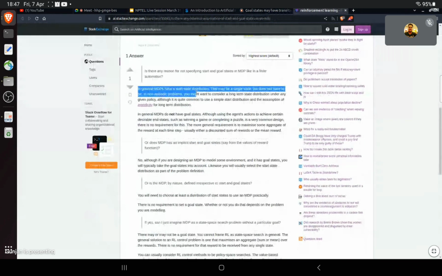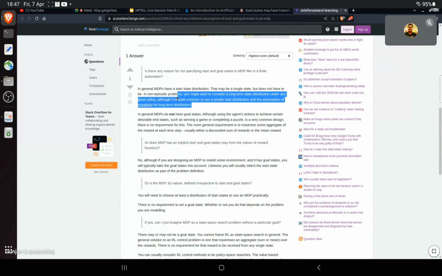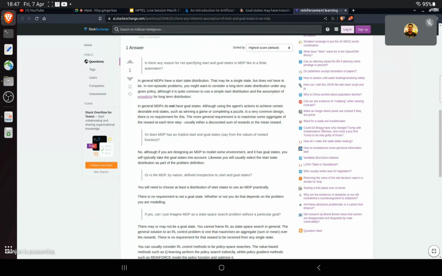In general, MDPs have a start state distribution that may be a single state but does not have to be. For a non-episodic problem, you might want to consider the long-term distribution, and it is also quite common to use a simple sum. In general, MDPs do not have a goal state, always using agent section.